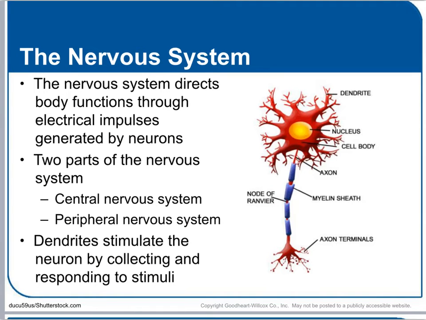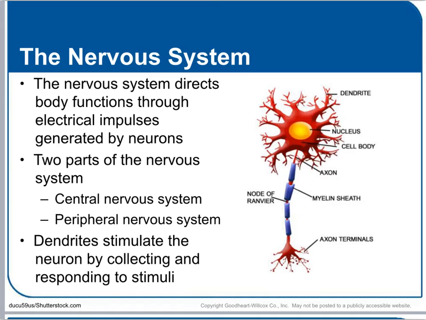The nervous system directs body functions through electrical impulses generated by neurons. There are two parts of the nervous system. There is the central nervous system and the peripheral nervous system. The central nervous system includes your brain and spinal cord, while the peripheral nervous system includes all the nerves that branch out from the brain and spinal cord and extend to all the other parts of your body, including any muscles or organs. So basically, if you can just remember, central is brain and spinal cord, peripheral is everything else.